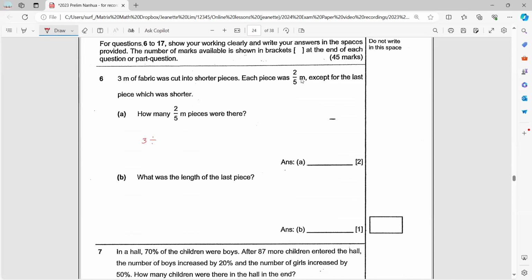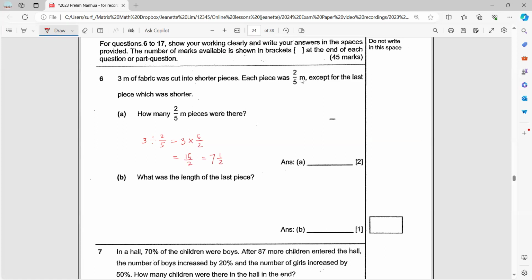3 divided by 2/5. Keep, change, flip. You want to keep the first number, change the second sign to times, and then flip the last fraction, 2/5 to 5/2. So what we do now is 3 multiplied by 5/2. 3 times 5 is 15, so 15/2, which is 7.5. Okay, so how many pieces were there?